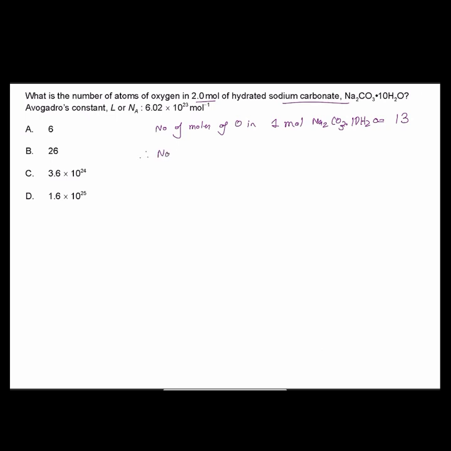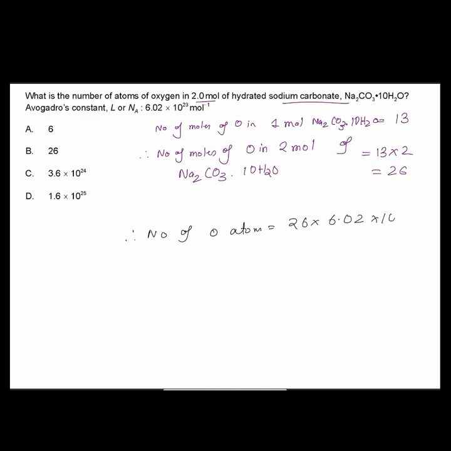Similarly, in 1 mole of Na2CO3 dot 10 H2O, I have 13 moles of oxygen atoms. Now the number of moles of oxygen in 2 moles of Na2CO3 dot 10 H2O will be 13 times 2, that is 26. So you have 26 moles of oxygen. Therefore, the number of oxygen atoms would be moles times the Avogadro number, that is 6.02 times 10 to the power of 23. So 26 times 6.02 would be approximately 160. So you simplify and say 1.6 times 10 to the power 25 approximately, which corresponds to option D.